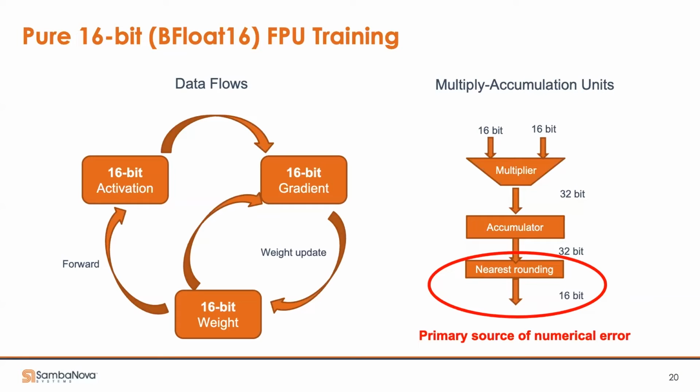So given that everything else is happening at the resolution that we want, we think that the primary source of numerical error that leads to instabilities during low precision training is coming from the usage of these nearest neighbor rounding algorithms.